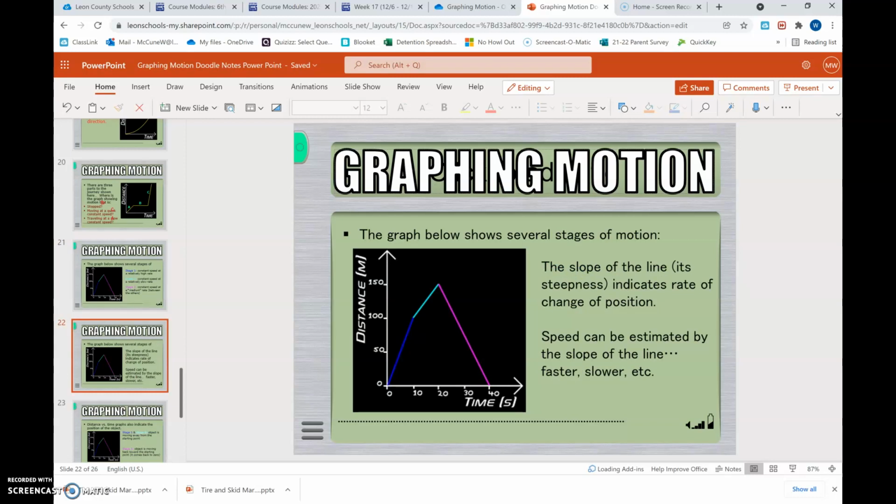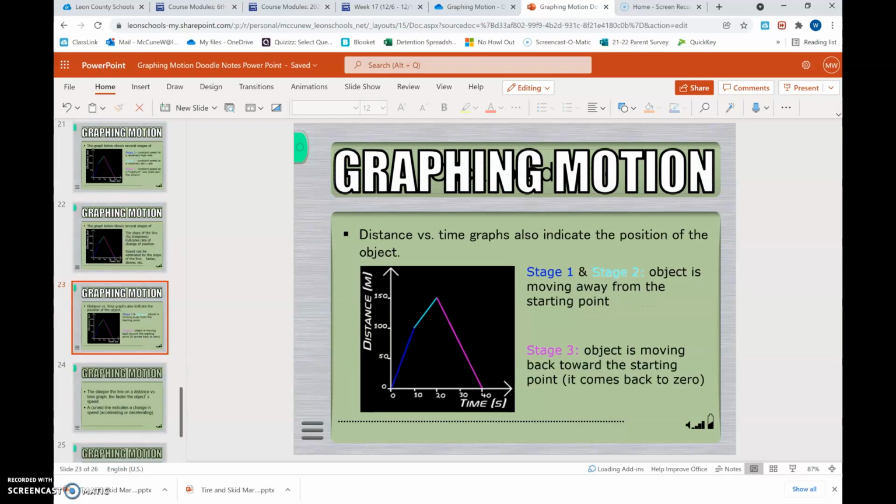The slope of the line indicates its rate of change, and speed can be estimated by the line, whether it's going faster or slower. But in stage 1 and stage 2, the blue and cayenne colored lines are showing that the object is moving away from the starting point. It's sloping upward, so it's moving away. And a magenta line here that is pointing downwards indicates that the object is moving back towards the starting point.